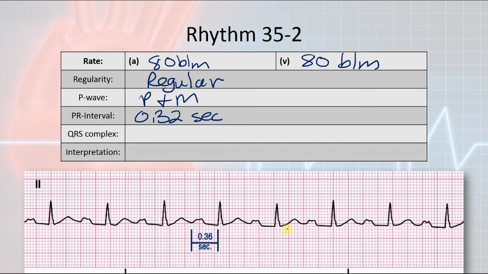The QRS complex, it looks pretty narrow, so if we start here, it looks like 2 little boxes, 0.08 second. The interpretation, the only problem is the PR interval, first we have to put the underlying rhythm, which is a sinus rhythm, and now we put the problem, first-degree heart block.